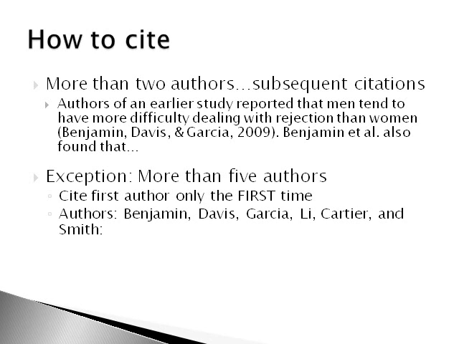So assume the authors were Benjamin, Davis, Garcia, Lee, Cartier, and Smith. If that were the case, the first time you cited it, it would be Benjamin et al. 2009. And then the subsequent citations would also be Benjamin et al. And notice here I do have the year in there, still have the period after the al, so it's the author or authors, the author space et space al period space parentheses year parentheses. Okay.